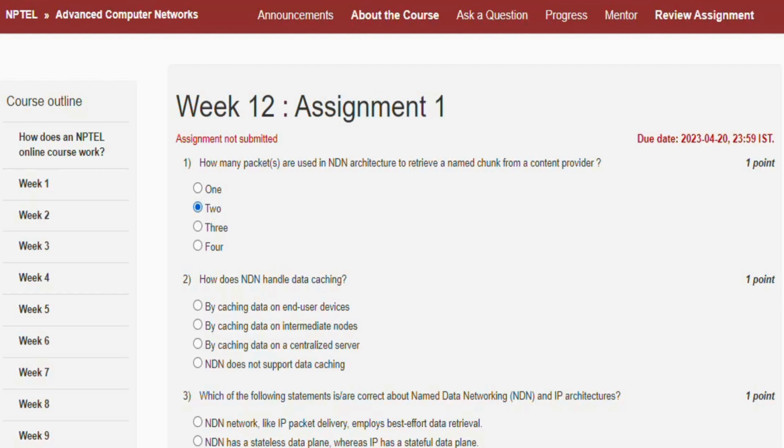Now question number 2: how does NDN handle data caching? The options are: by caching data on end user devices, by caching data on intermediate nodes, by caching data on a centralized server, NDN does not support data caching. The answer will be by caching data on intermediate nodes. Okay, so I select this one.